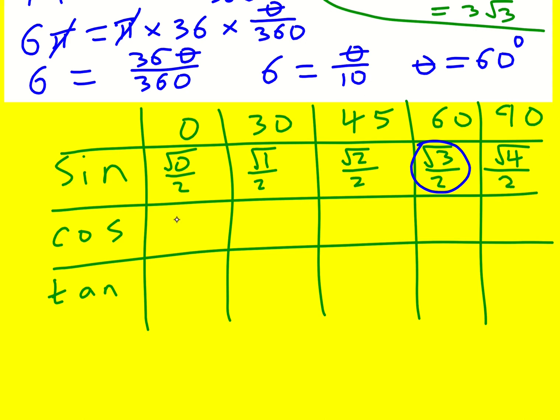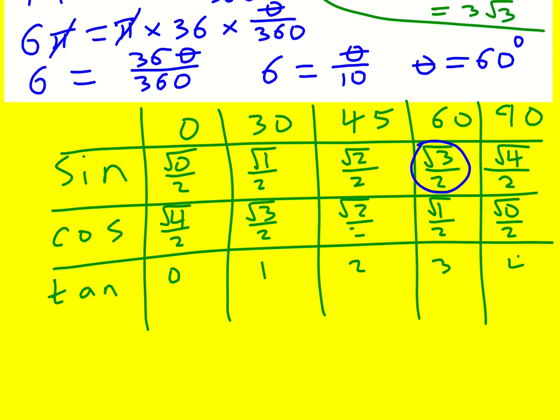For cos, it's actually the opposite. You do 4, 3, 2, 1, 0. You square root them, and you get the same values but in reverse. And then tan, you do 0, 1, 2, 3, 4, square root it, and then you divide by the opposite, 4, 3, 2, 1, 0, square rooted.